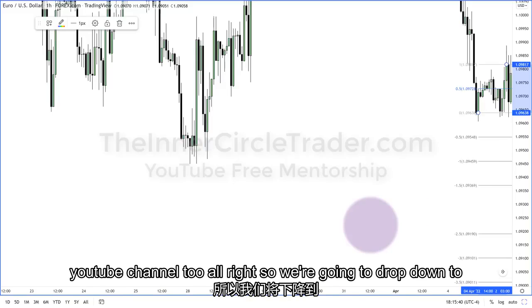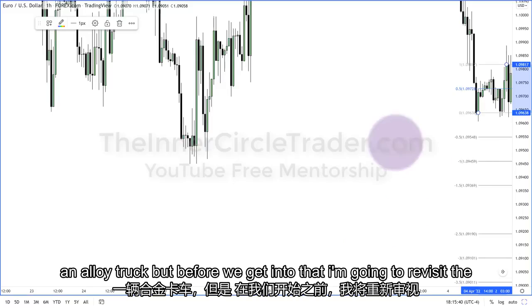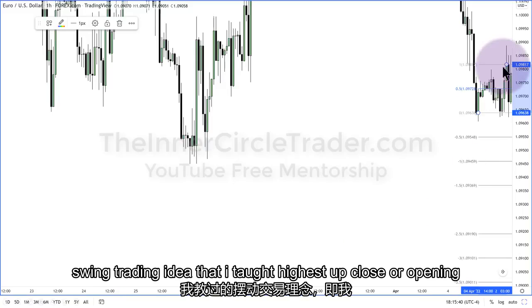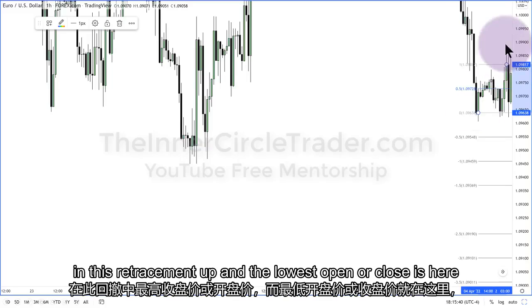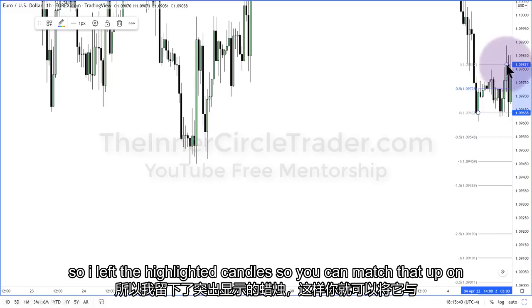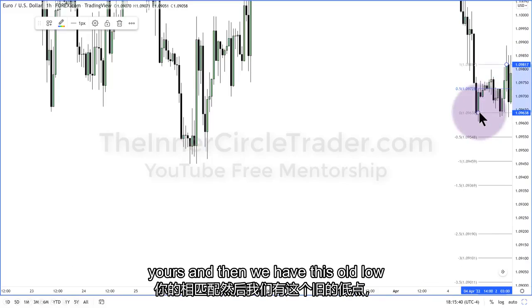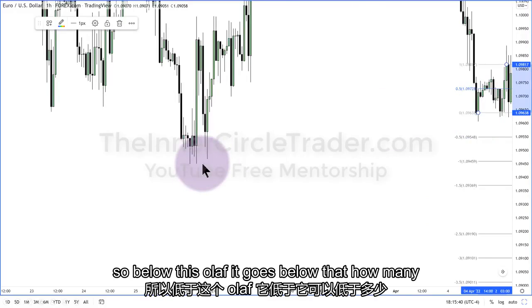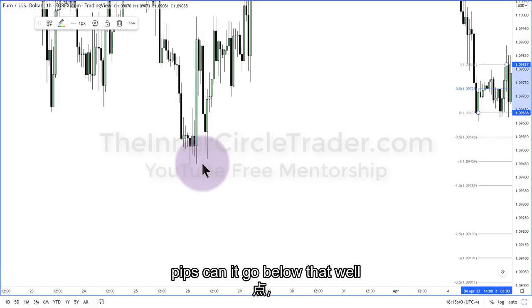All right, so we're going to drop down to an hourly chart, but before we get into that, I'm going to revisit the swing trading idea that I taught. Highest up close or opening in this retracement up, and the lowest open or close is here. So I left the highlighted candles so you can match that up on yours. And then we have this old low. So below this old low, if it goes below that, how many pips can it go below that?